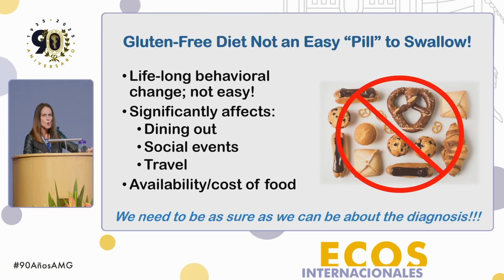So why is this topic important? This topic is important because when we make a diagnosis of celiac disease, we're committing someone to a lifelong gluten-free diet, which is not an easy diagnosis to give out, knowing you are significantly modifying how that person has to eat for the rest of their life. It affects how they go out to dinner, it affects social events, it affects travel.